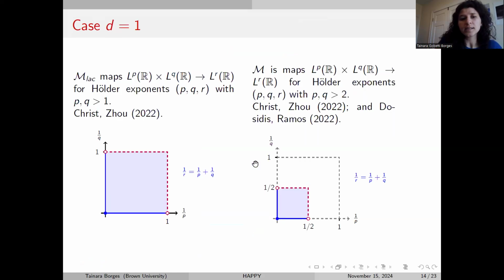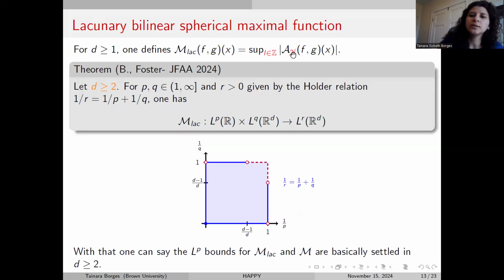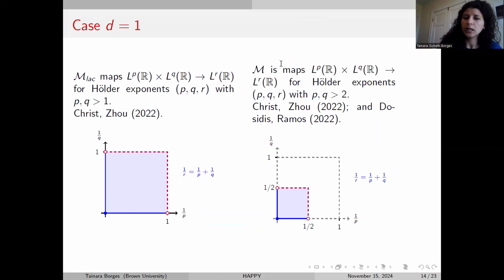And you could even ask, okay, but you also have d equals 1 as a possibility for these averages, right? If you go back to the definition of the bilinear spherical average, that would be a situation where you would be integrating in S^1. So you'd be integrating over circles. In the case d equals 1, different sets of authors had investigated the question of the bounds. Christ and Zhou showed that you have the interior of the unit square, basically, as bounds for the lacunary operator. They used trilinear smoothing estimates, which is a stronger tool than the ones that we had to use. We tried to simplify the arguments for dimension at least two.